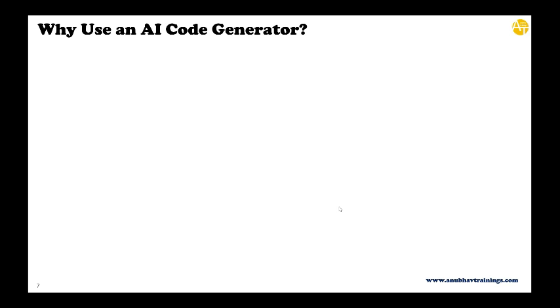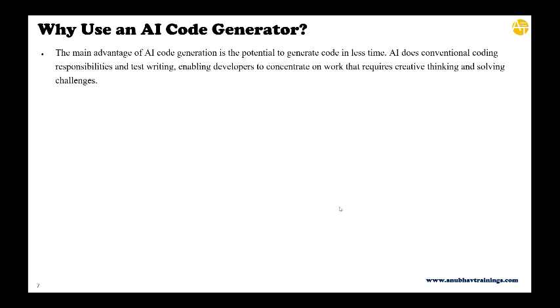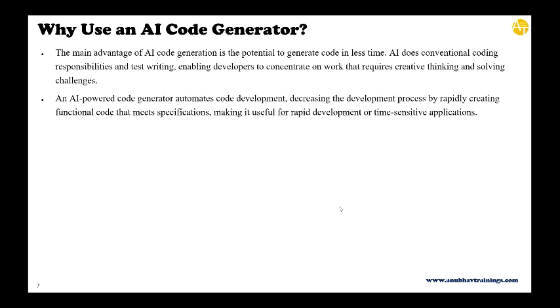Why use an AI code generator? The main advantage of AI code generation is to potentially generate the code in less time. Basically, I don't want to sit at my keyboard typing lots of lines of code. AI does conventional coding responsibilities, and it can also write unit tests for us, enabling developers to concentrate on work that requires more critical and creative thinking, and on solving real business challenges.